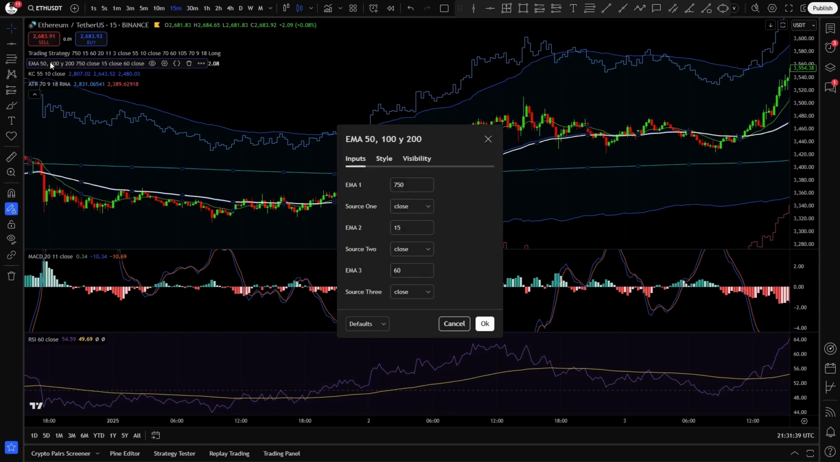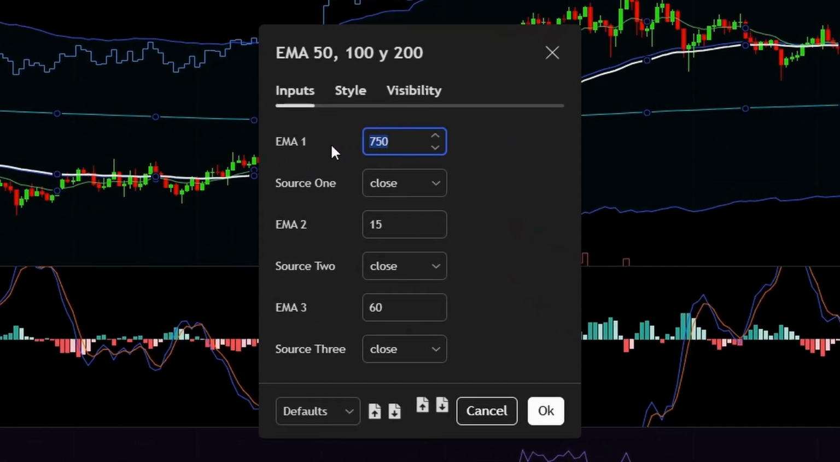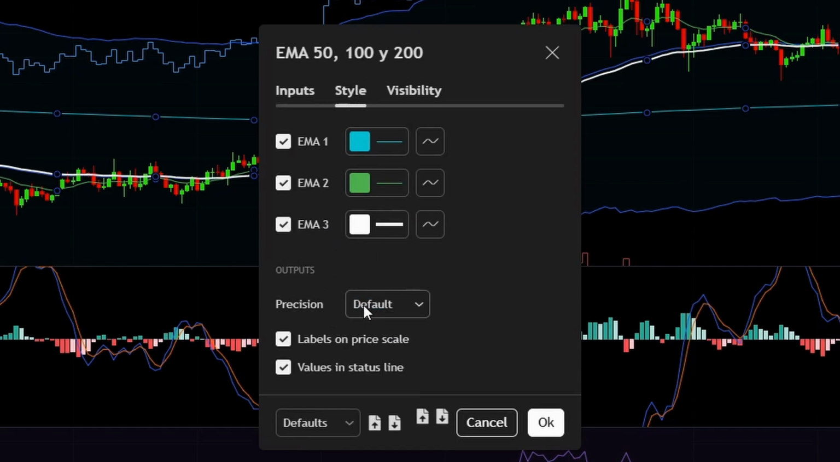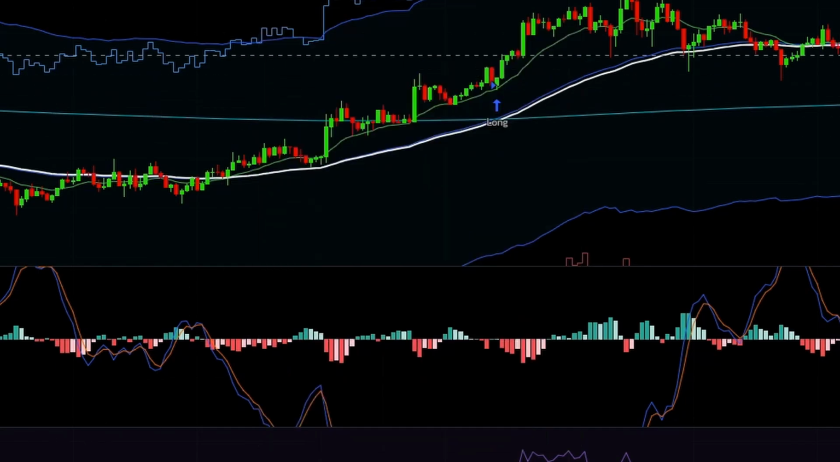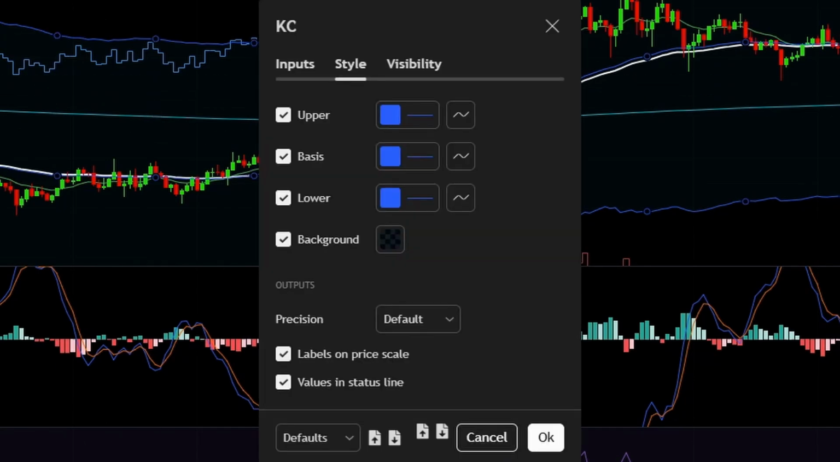First, open up the 3 EMAs. Set the first EMA to 750 length, the second EMA to 15 length, and the third EMA to 60 length. Make sure that all of the sources are set on close. You can go over to the Styles tab and color them however you like. I chose these colors.